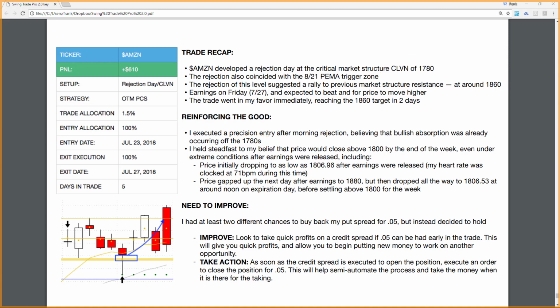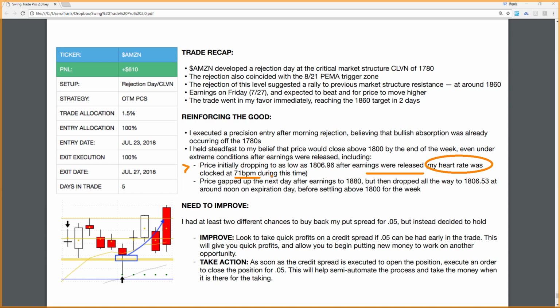I held steadfast to my belief that price would close above 1800 by the end of the week, even under extreme conditions after earnings were released, including, this is what you can't see in that chart, price initially dropped to as low as 1806.96 after earnings were released, and my heart rate was clocked at 71 beats per minute during this time.